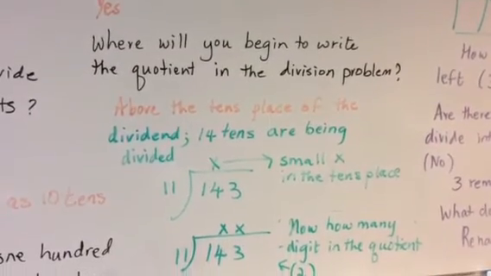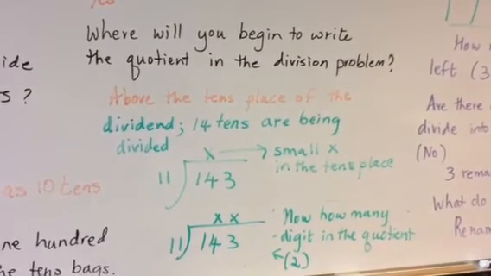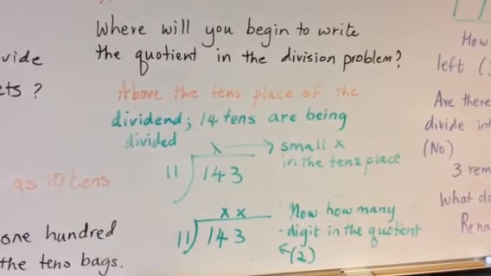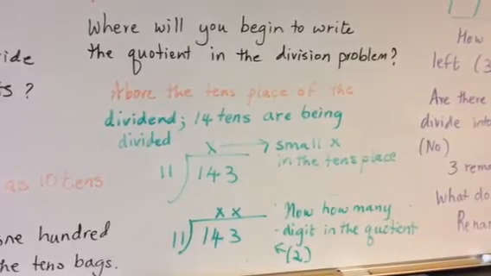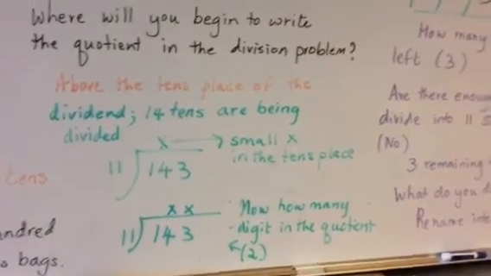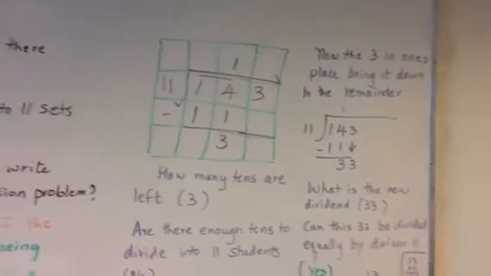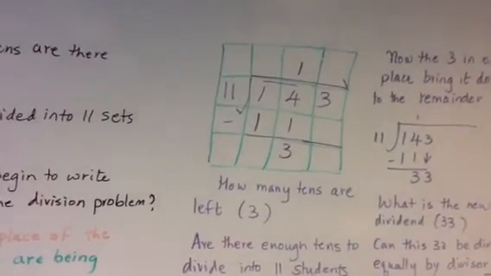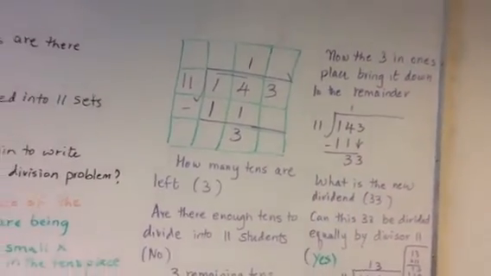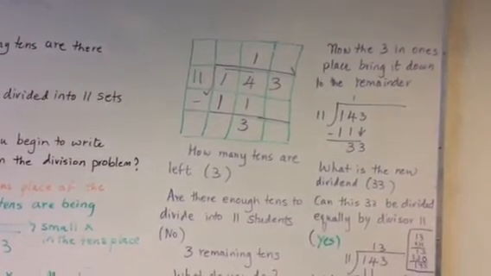Then how many digits in the quotient? There will be 2 digits in the quotient. 11 will go in 14 one time, so you will have an x there, and then there is another number, so there should be another digit on the ones place. Now look over here at the problem. 143 divided by 11, it will go one time, and 11 times 1 is 11, and the next step in division is subtract.